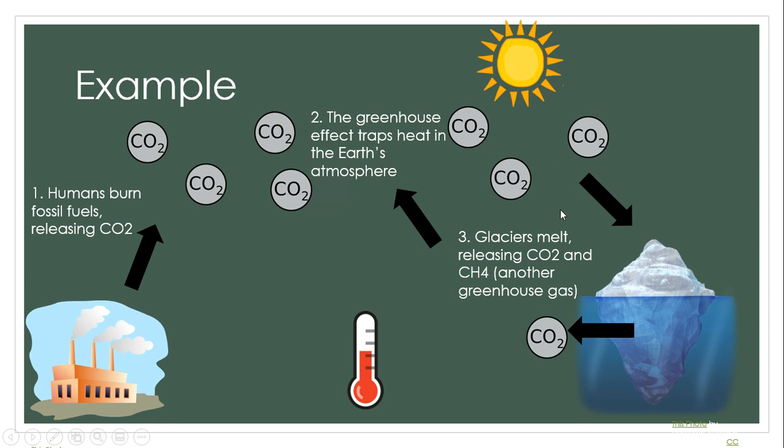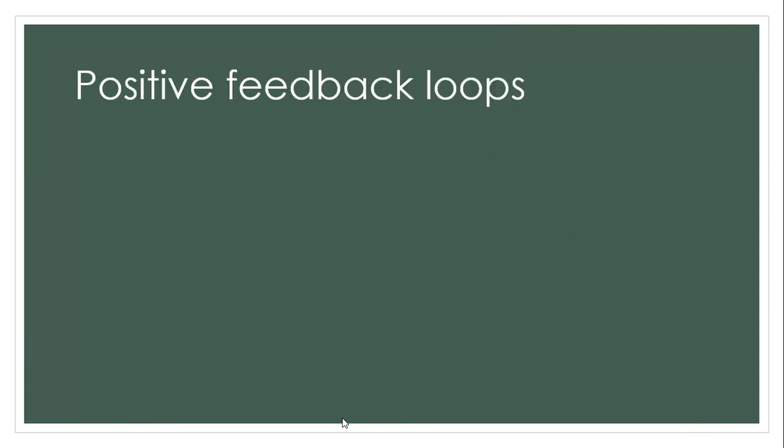So when the temperatures go up, glaciers will melt, releasing more carbon dioxide gas and methane. That's CH4. That's another type of greenhouse gas. So you see more carbon dioxide is being released. And this is our cycle here. More carbon dioxide is released, more heat is trapped. When more heat gets trapped, the glaciers melt more, releasing more carbon dioxide. And you see it's a vicious cycle. Overall, the consequence is that global temperatures will increase drastically, and there's nothing to really stop them from increasing. This is an example of a positive feedback loop.